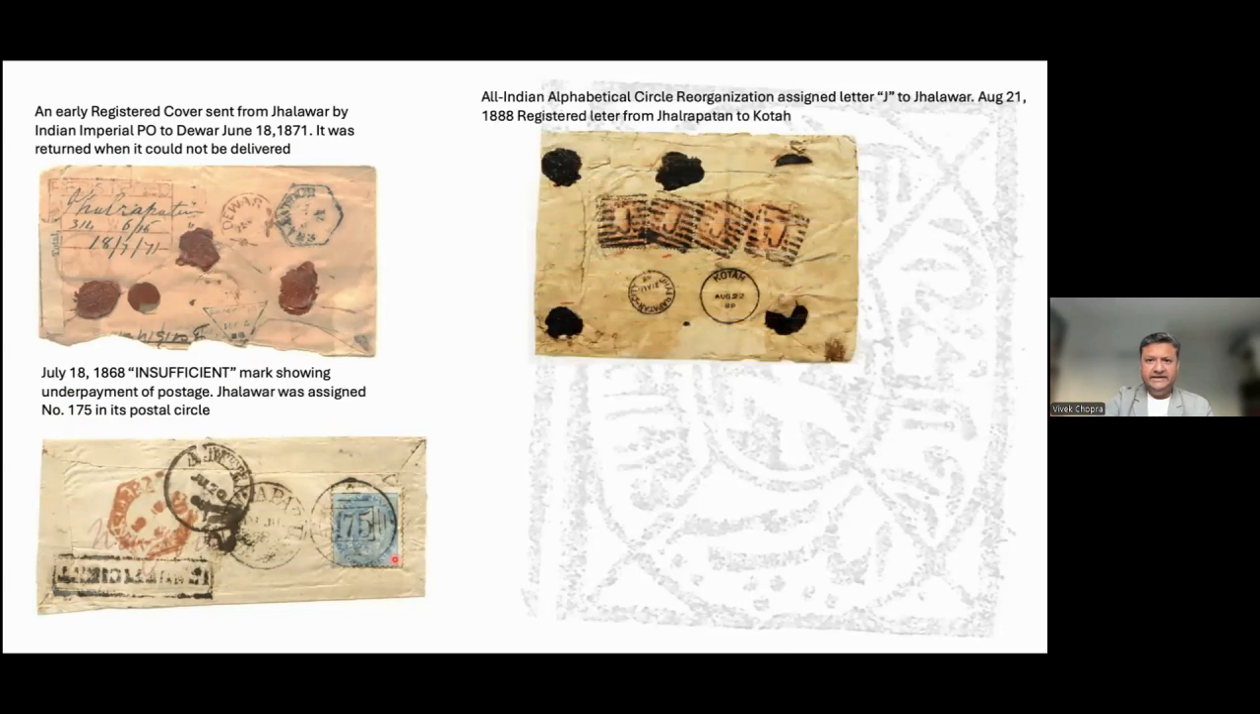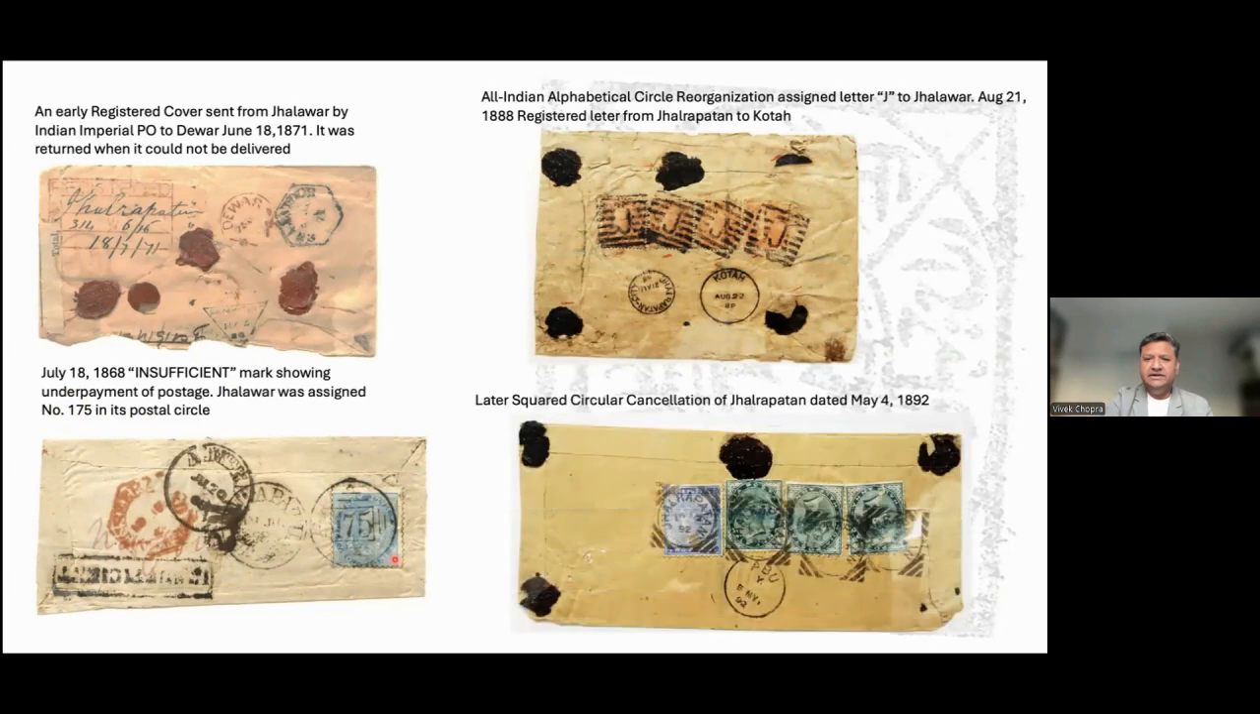And with time, there was a new mark, which is the number 175 within the Imperial Postal Circle, assigned to Jhalawar, and you can see this cancel here, on an early 1850s Queen Victoria stamp. And then even with time, the imperial system assigned the letter J to Jhalawar, which you can see the cancel here. And then finally, there was also an interesting squared circular cancellation of Jhalrapatan, which was also issued, which you see examples of here on these imperial Queen Victoria stamps.